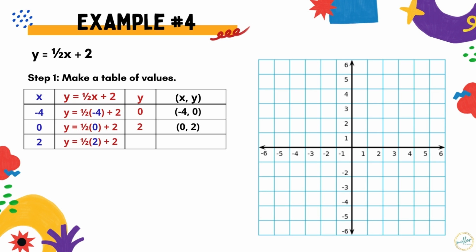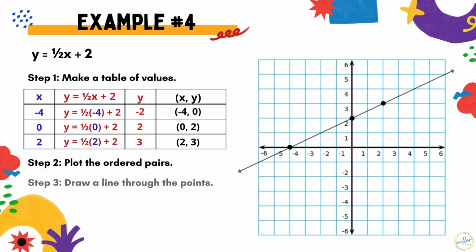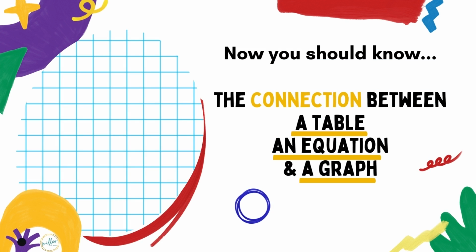And finally, x equals 2. 1/2 times 2 is 1, plus 2 is 3. Our last solution is 2, 3. Step 2, plot the ordered pairs on the graph. And finally, step 3, draw a line through the points. And again, make sure your line is straight, goes through all your points, and has arrows at each end.